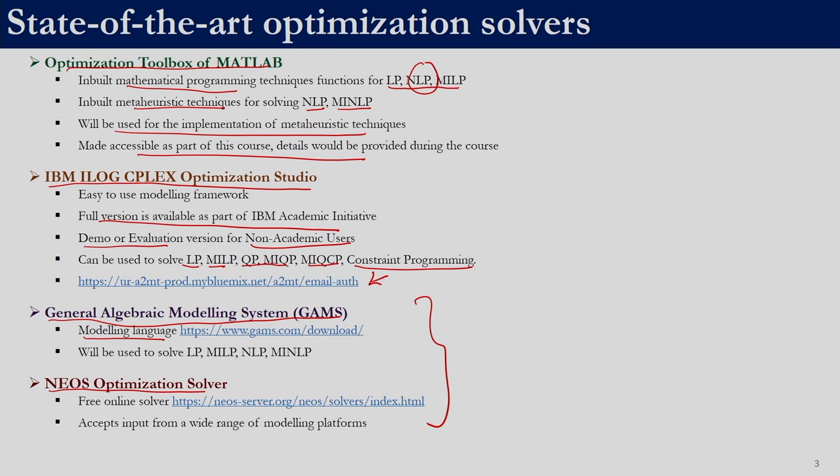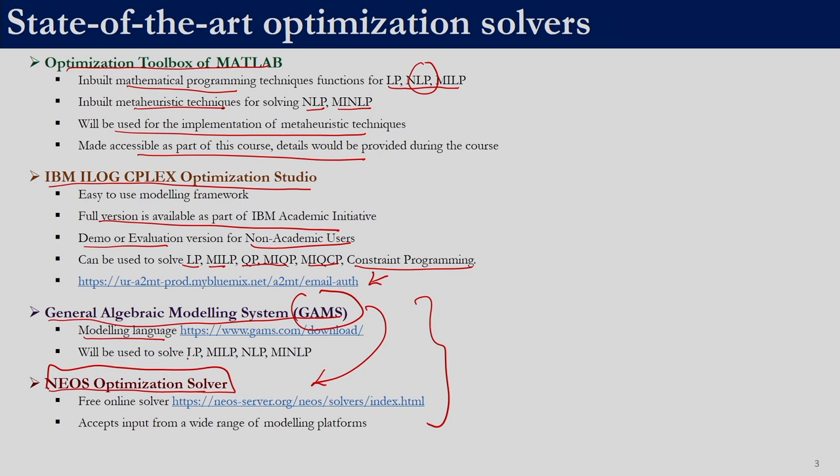So what we will do is we'll code the problem in GAMS, right? And then we have this Neos solver which can accept the GAMS files, and then it can solve the problem for us. Once the problem is solved, we'll be getting the results. We can get the results over email, or it will even be displayed on your browser when you submit the problem.